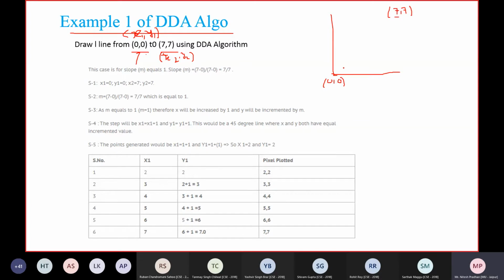Okay. Now your target is what? You have to draw one line from this point to this point. So you have to find all the middle points between these. That is your target. Okay. So this is your x-axis and this is your y-axis.